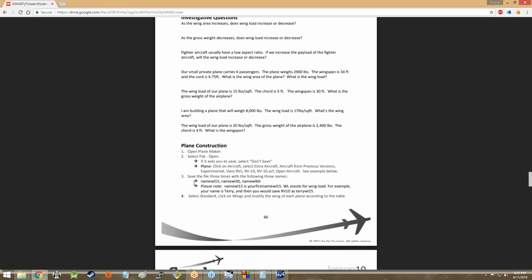So we're going to save the file 3 times with the following 3 names: name WL15, name WL30, and name WL60. In this case, name would be replaced with your first name. For example, if your name is Terry, then you would save RV10 as Terry WL15. Thrilling, I know.